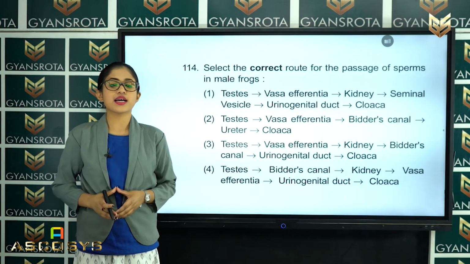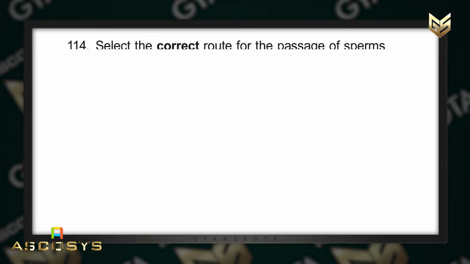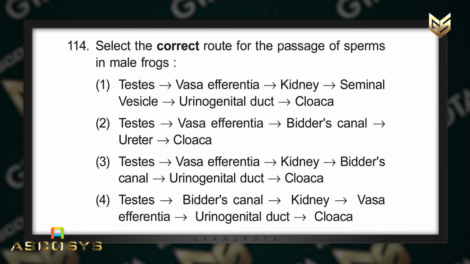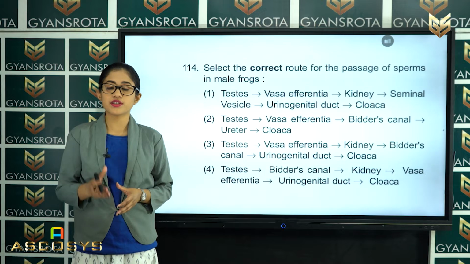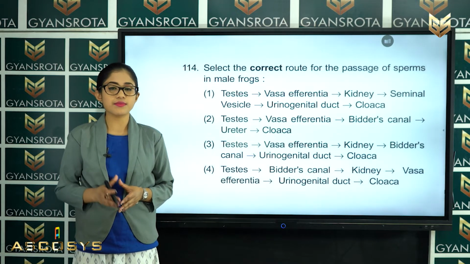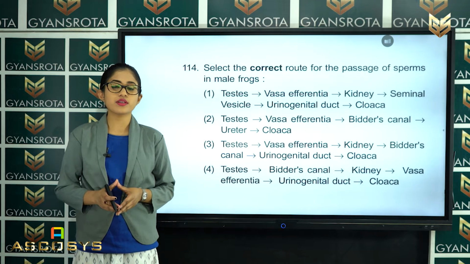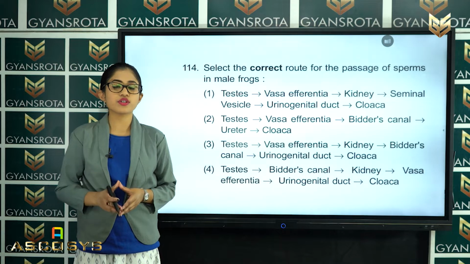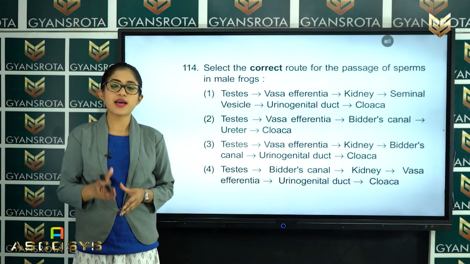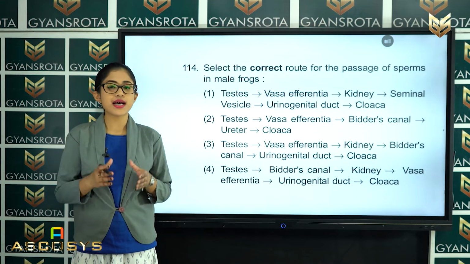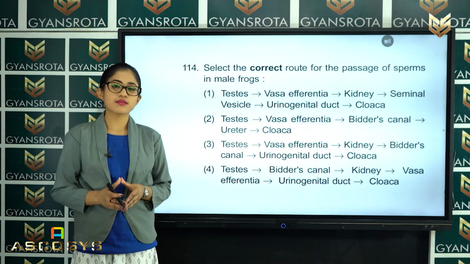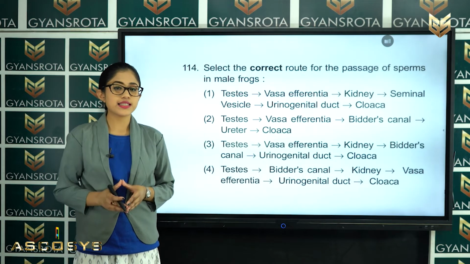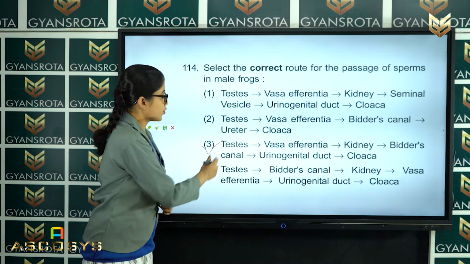Now, in the next question, that is question number 114, select the correct route for the passage of sperms in male frogs. So, we have discussed this in the chapter Structural Organisation in Animals. There we have discussed the earthworm, then cockroach and frog. So, in the case of male frogs, what is the passage of the sperms? What is the correct sequence from this? Options given, that is option number 3.